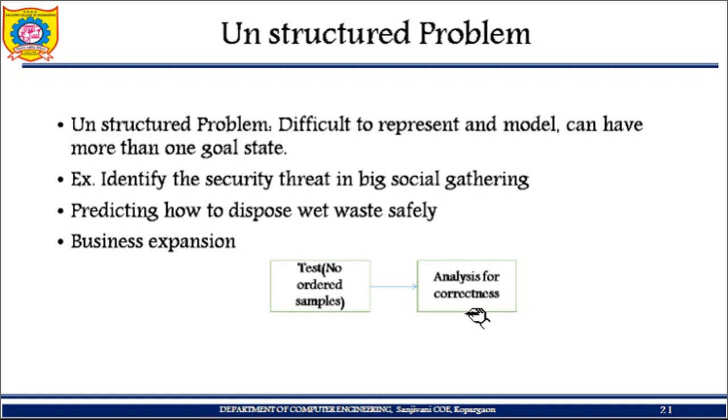It is a problem in society, right? So it can be addressed using AI. But which kind of problem is this? It is an unstructured problem. Playing chess is which kind of problem? It is a structured problem. Predicting how to dispose of wet waste safely is again an unstructured problem. Business expansion, unstructured problem.